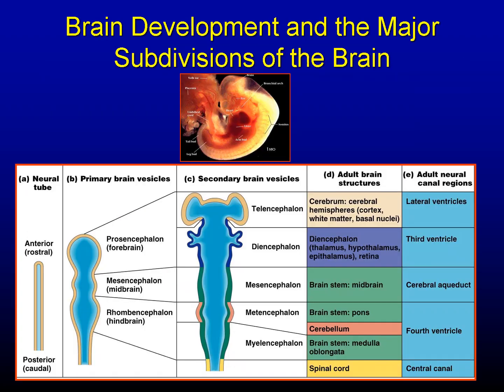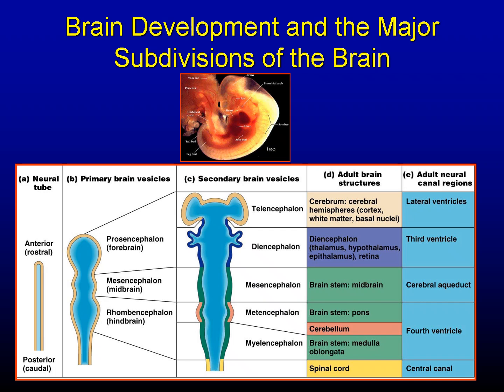The CNS first appears in embryological development as a hollow neural tube which lies in the dorsal median plane or long axis of the body. During week 4 of embryonic development, 3 areas at the anterior end of the neural tube begin to expand. This forms the primary brain vesicles called the prosencephalon or forebrain, mesencephalon or midbrain and rhombencephalon or hindbrain.